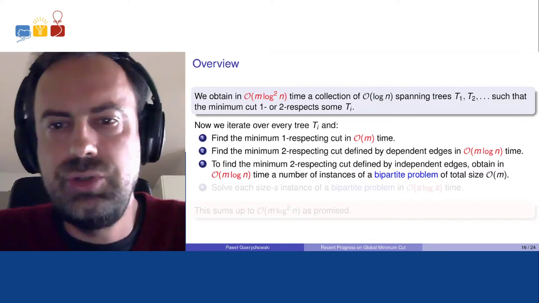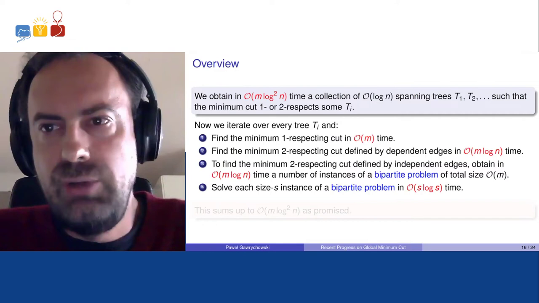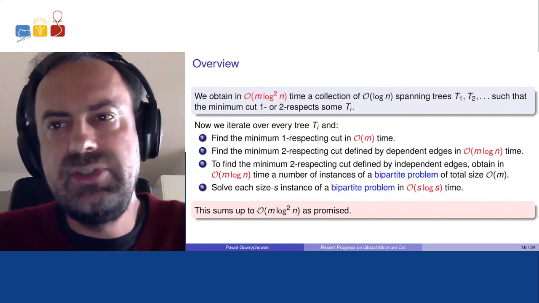And then we show that if you have an instance of this new problem of size S, you can solve it in S log S time. I will show you how those steps work. So this sums up to m log squared n. Again, it's randomized because of the first step where we do random sampling. And we use Karger's framework. It seems very hard to avoid it.